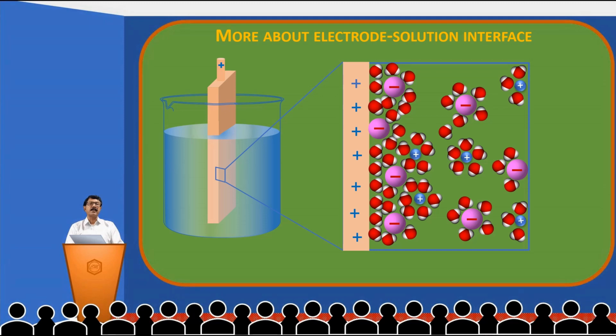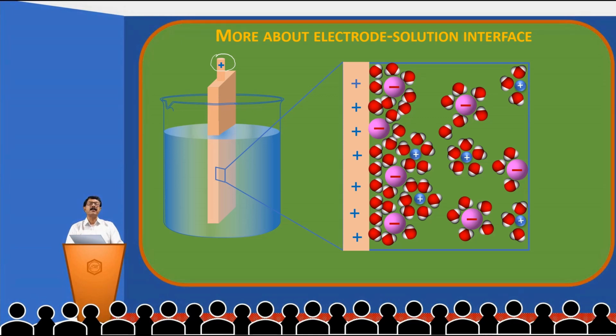In this case, the electrode is assumed to be positively charged. Now the double layer consists of a sheet of positive charge and a sheet of negative charge next to it in solution. It can occur in the reverse manner also. That is, negative charge in the electrode and a positive charge in the solution. It is more or less like a capacitor which has two plates of charges separated by some distance.